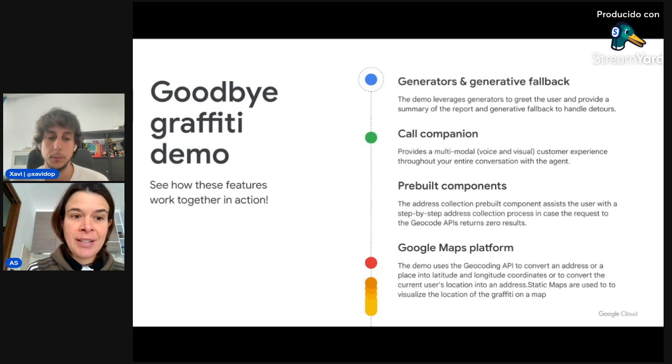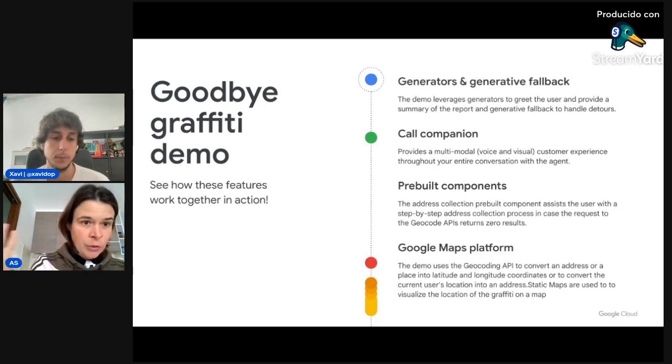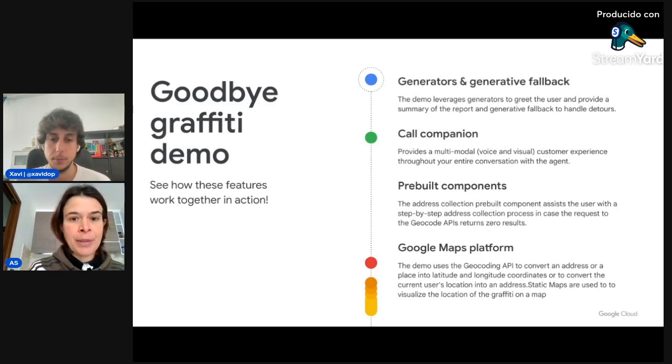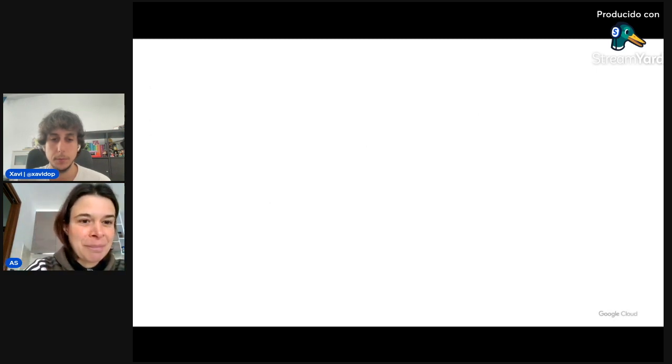And then last but not least, I want to highlight that the demo uses Co-Companion, which provides a multimodal conversational experience. So it puts together visual elements and text, and provides real-time speech to text and text to speech. And the demo also calls the Google Maps platform, the Google Maps API, to be able to look up the latitude and longitude of the location of the house and display it on the map. Let's watch it.